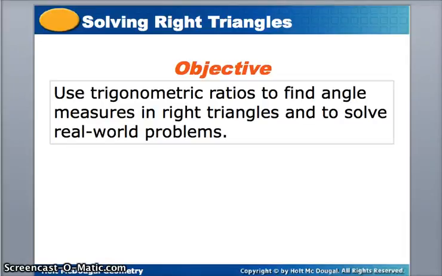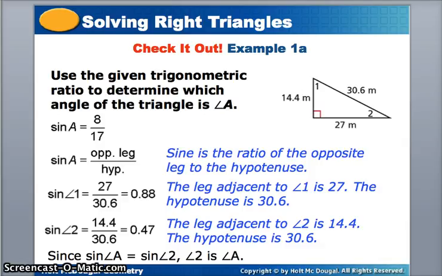Alright, so we're starting our second section of chapter 10, and we're covering solving right triangles. We're going to use trigonometric ratios to find angle measures in right triangles and to solve real world problems. For example 1, use the given trigonometric ratios to determine which angle of the triangle is angle A.